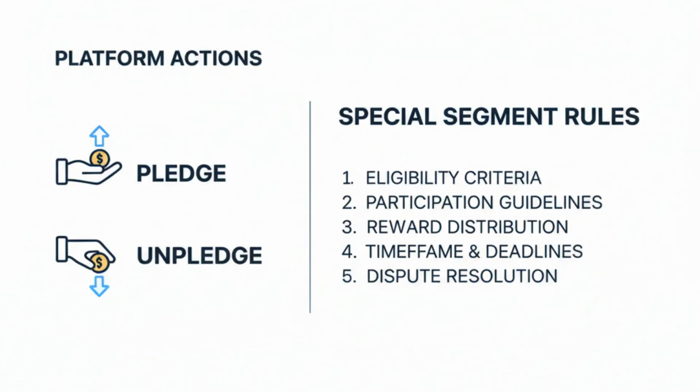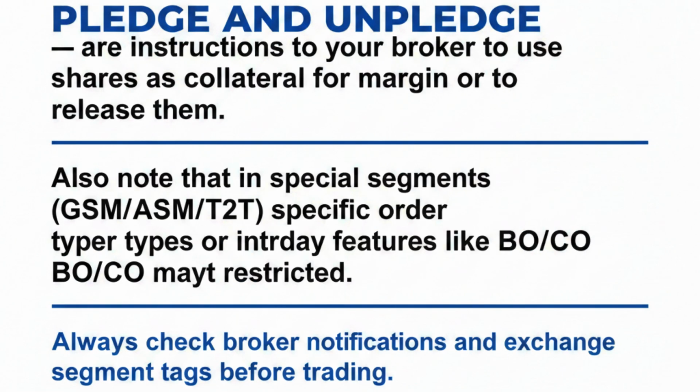Pledge, unpledge, and special segment rules. Finally, some platform actions, pledge and unpledge, are instructions to your broker to use shares as collateral for margin or to release them. Also note that in special segments, GSM, ASM, T2T, specific order types or intraday features like BO/CO may be restricted. Always check broker notifications and exchange segment tags before trading.